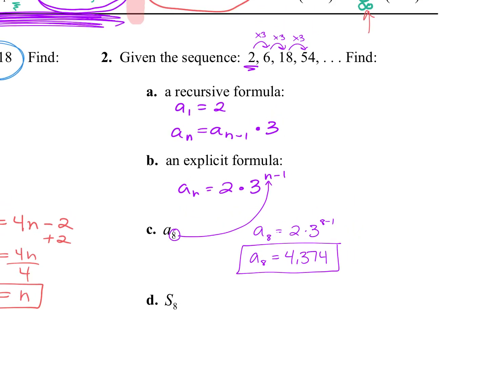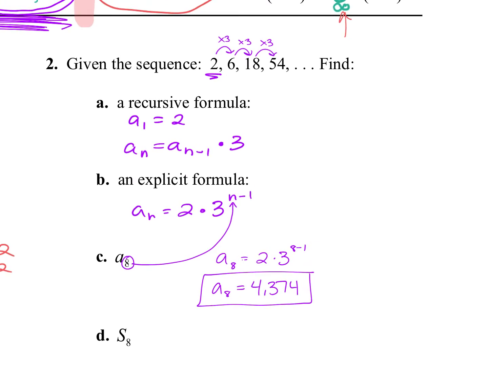Okay, now take a look at the sequence as it started. 2, 6, 18, 54, dot, dot, dot. Is that infinite or finite? That is infinite, okay? But now look at what they're asking you for. Letter D is asking for S sub 8. Which formula are you going to use for that? You're going to use finite because they're asking for the sum of the first 8. So we're going to have an end to it because we only want the first 8. Yes, the sequence goes on forever. We're finding the sum of the first 8.